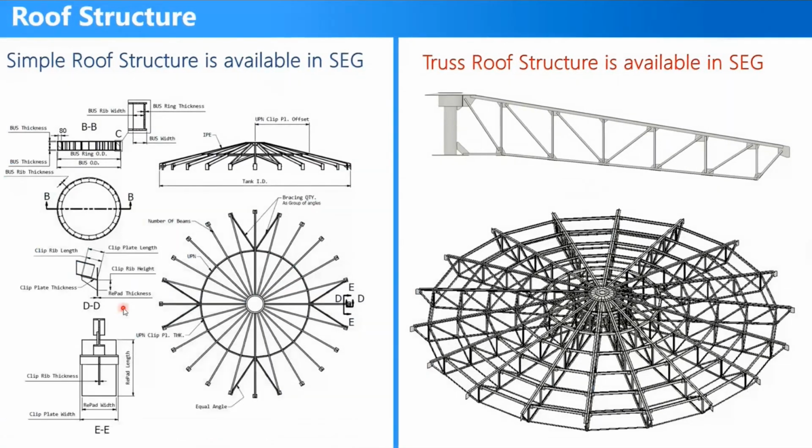Okay, for the roof structure, here in SEG software, it's possible to make a simple roof structure from beams like IPE or HEA, and you can make stiffening or bracing in up to 2 levels. But the truss structure is not available in SEG software. You can make it using the frame generator tool in Autodesk Inventor. This model was already generated using that tool, so this truss structure we created in Autodesk Inventor, not in SEG software.